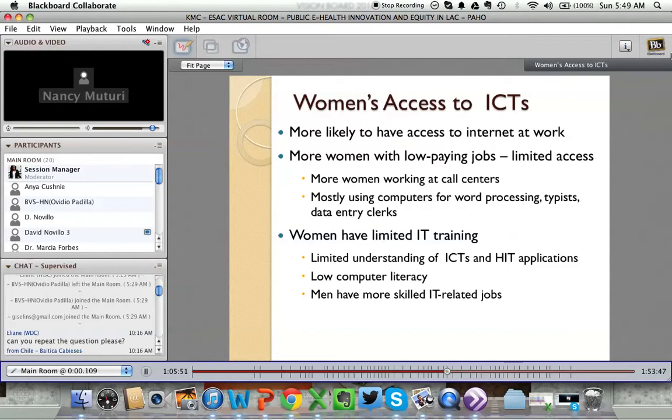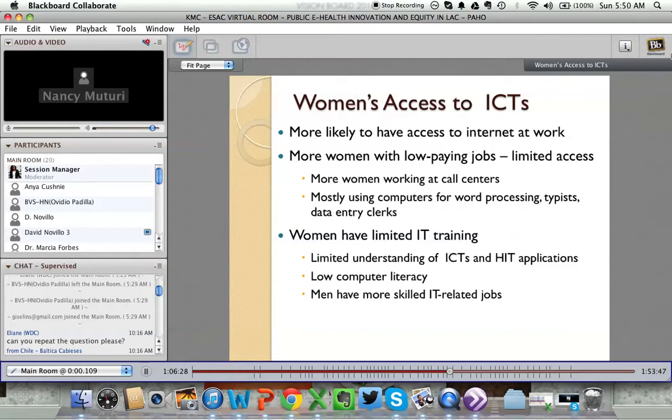When they do have access to ICTs or communication technologies, it's mostly not internet access at home. The reason is that they are not at home but at work, and they do not have a whole lot at home. However, even at work, it's limited because of the kind of work they are doing. Some of you are probably aware of call centers, for example, which have lots of women working there.